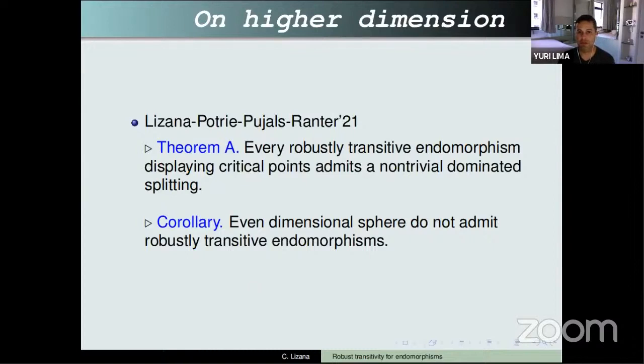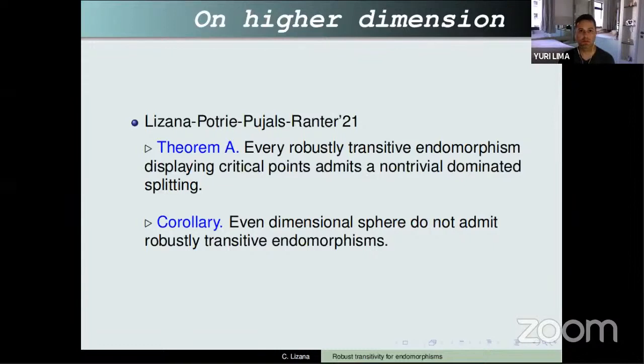We have Maria José Pacifico's question also. Did you classify the manifolds presenting this type of dynamics? For higher dimension, no. At least we know that if they are spheres of even dimension, we don't admit this kind of map, but we don't have a topological obstruction yet. Just in dimension 2.